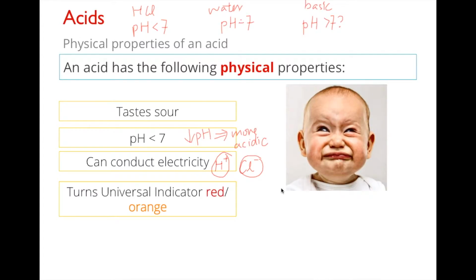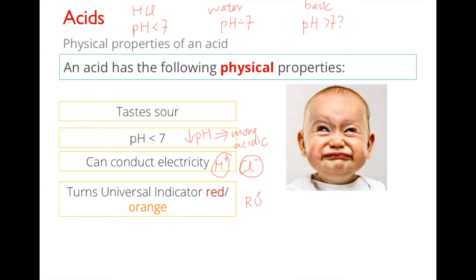Now, it also turns the universal indicator to red or orange. The universal indicator is an indicator that we use to tell the acidity of a solution. It actually follows the colors of the rainbow. So if you remember your colors of the rainbow: red, orange, yellow, green, blue, indigo, violet. On the left hand side are the acidic colors. Green being the middle color is when it's pH 7. Let me just write it down too.